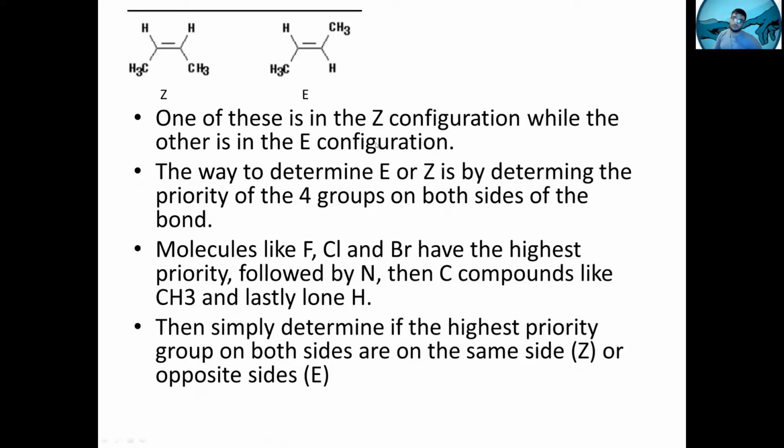Okay, and you just have to remember that, right? And it's the same configuration, the same order of priority as it is with R and S configuration, right? Which some of you may know.